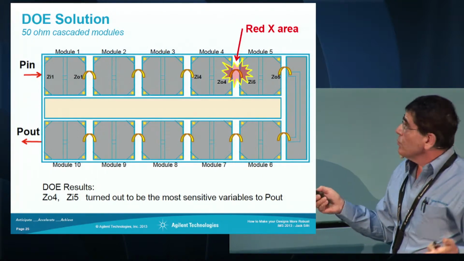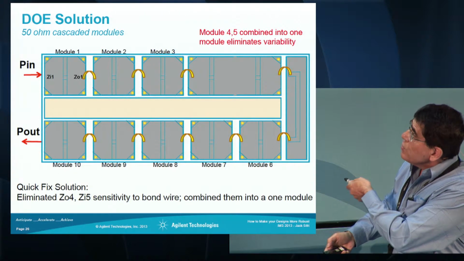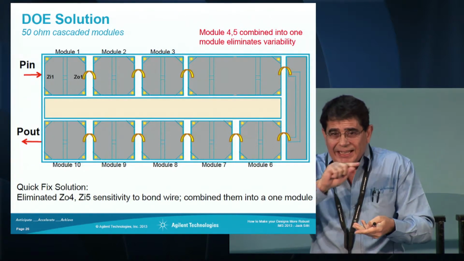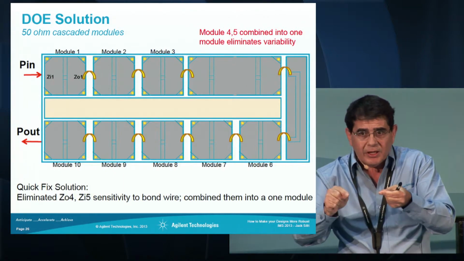So the action that was taken is combine these two modules together into one module to eliminate that bond wire or ribbon and the variation. And it solved the problem. We got the power output, we got the gain, shipped the product. So it's very useful to do this.